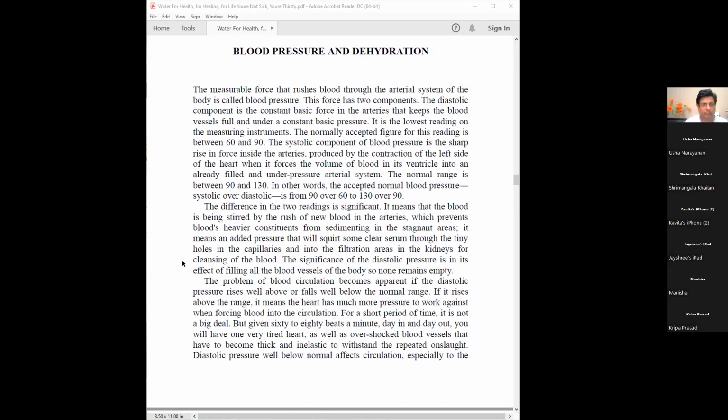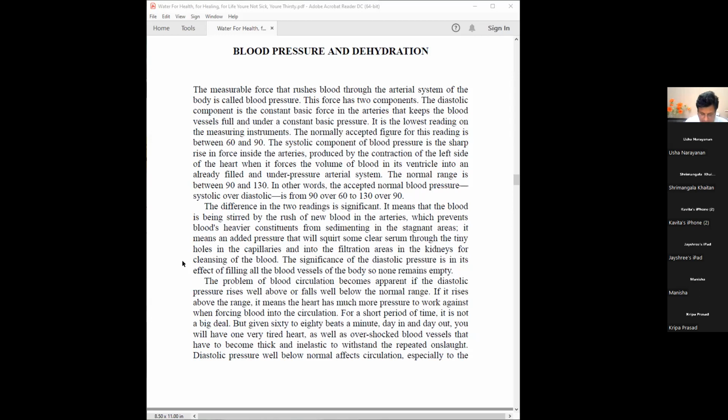Blood pressure and dehydration. The measurable force that rushes blood through the arterial system of the body is called blood pressure. This force has two components. The diastolic component is the constant basic force in the arteries that keeps the blood vessels full and under a constant basic pressure. It is the lowest reading on the measuring instruments. The normally accepted figure for this reading is between 60 and 90.